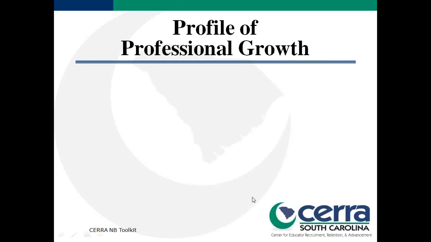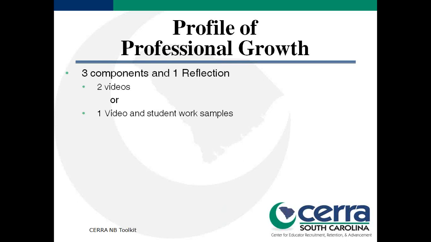Okay, let's break it down a little bit more because I just gave you the big picture. You've got 3 components and 1 reflection. Here's where choice comes in. Within those 3 components, you can do 2 videos, or you can do 1 video and submit student work samples. It's totally up to you. I chose to do 2 videos, but that's just what worked for me. You have to make sure that you're demonstrating the connection to student learning. So in my video, if I talked about how I went through some different trainings, I should be able to showcase in that video how that training has impacted me as a teacher and is now impacting what my students are doing in the classroom. Okay?